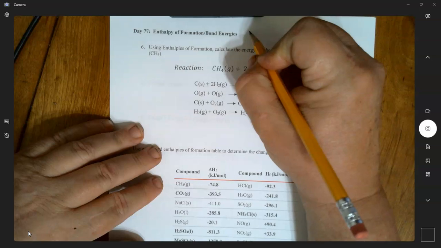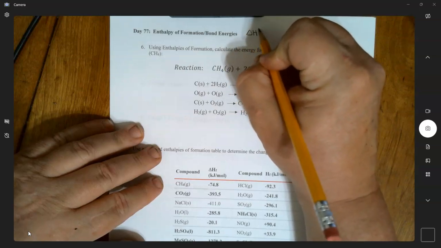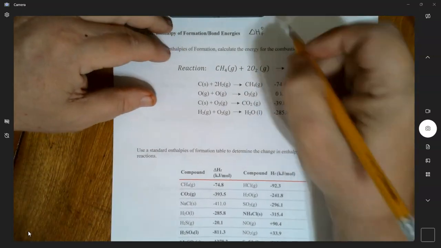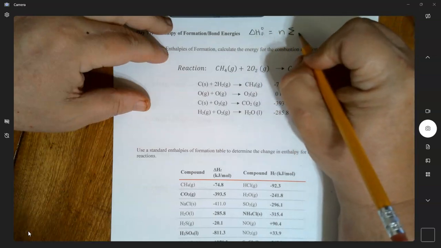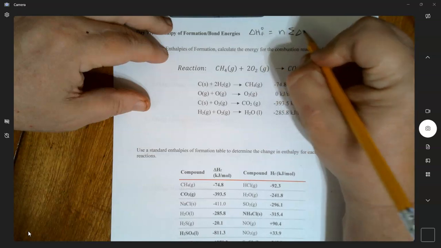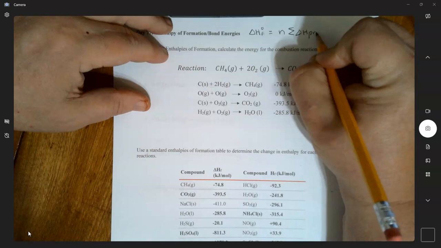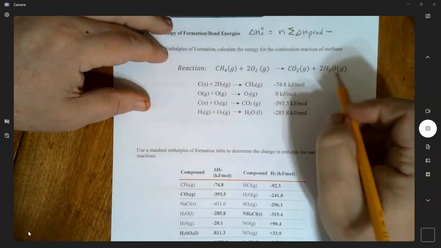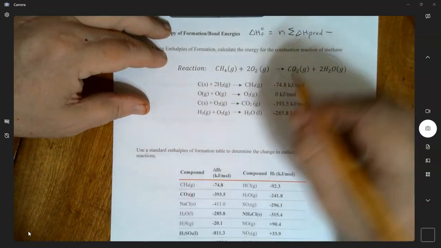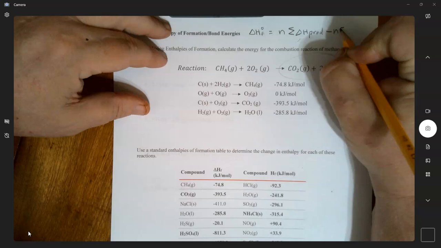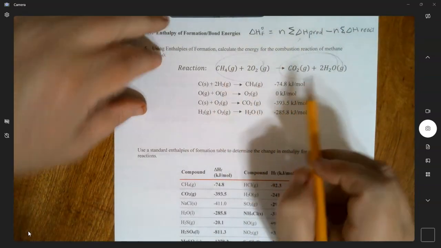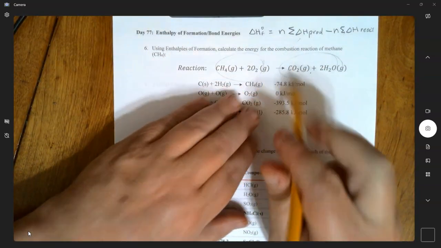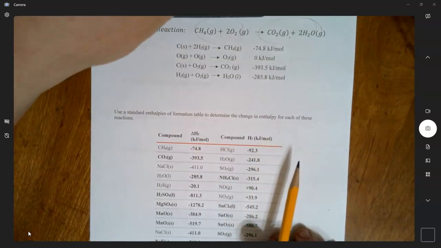So what it is: the standard enthalpy of formation, we defined that earlier, equals N times the sum of the delta H of the products, I'll just abbreviate that prod, minus N, number of moles, times the sum delta H of the reactants. So the products go first in the equation, be careful on that, and the reactants go after, and it's a subtraction. So let me show you how I do these. Again, you want to just develop some technique so you don't make mistakes here.